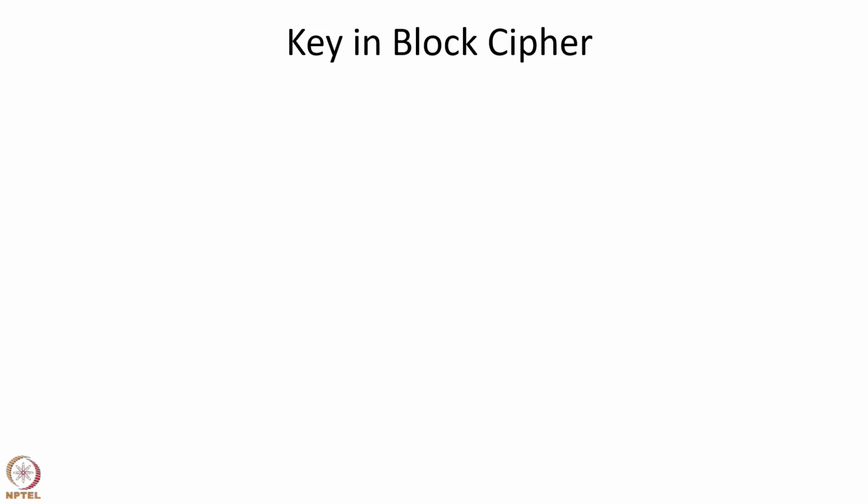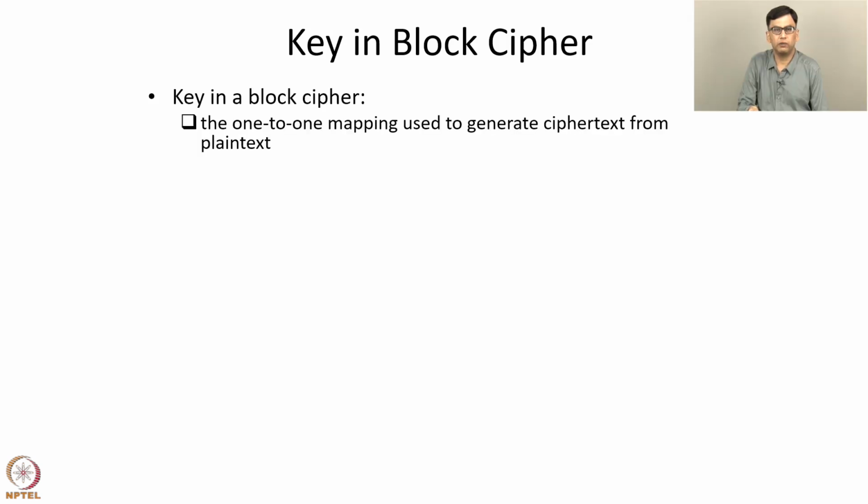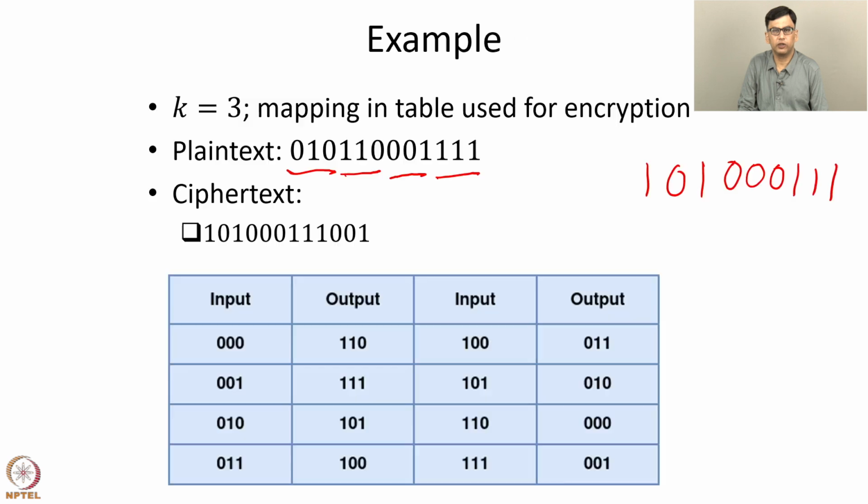What is the key in a block cipher? The key in a block cipher is the one-to-one mapping used to generate the ciphertext from the plaintext. So for example, in the previous slide, this table is the key used to transform the plaintext to the ciphertext and to get back the plaintext from the ciphertext.